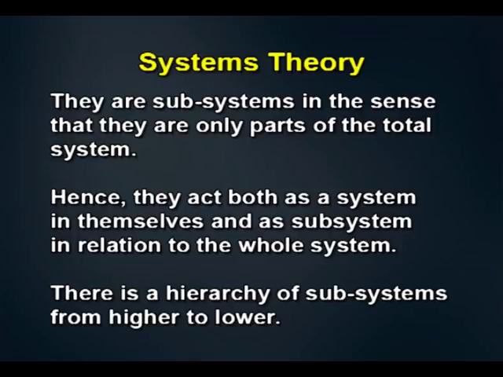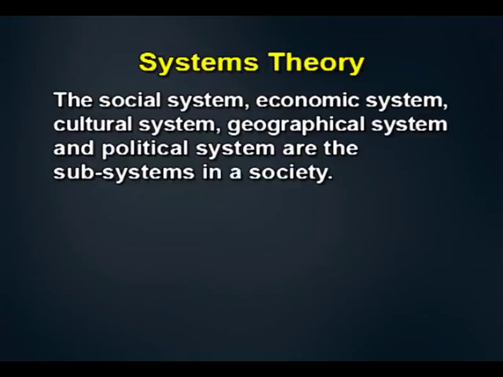There is a hierarchy of subsystems from higher to lower. For instance, the social system, economic system, cultural system, geographical system and political system are the subsystems in a society. Every subsystem is also having a subsystem within it. The various functions of subsystems would influence each other. Hence, all subsystems influence the other subsystems. Hence, the change is an inevitable and continuous process. This is how the functioning of political system depends on the functions of other subsystems.